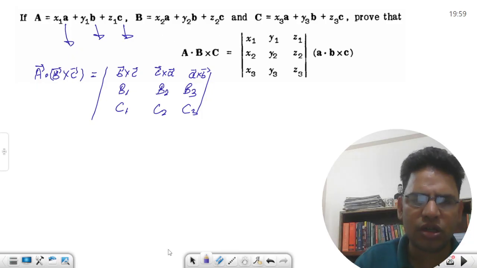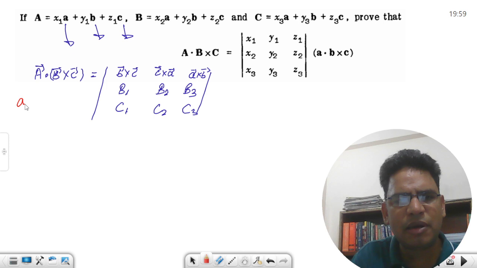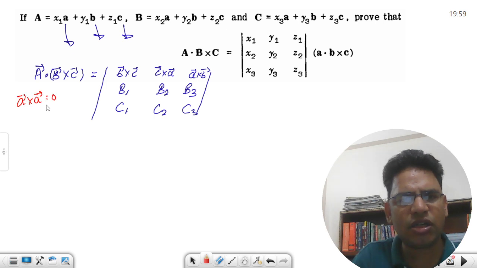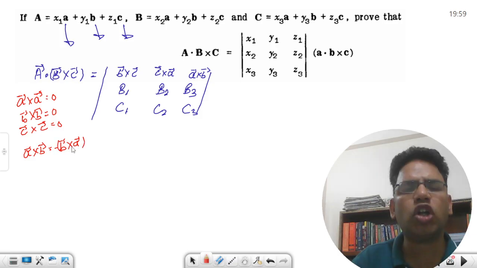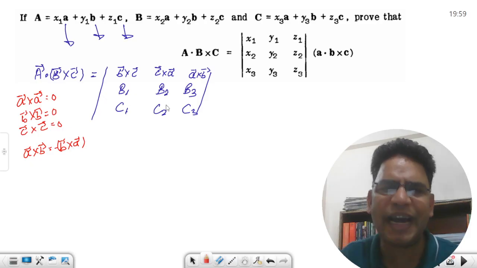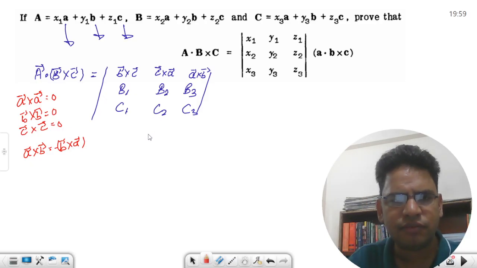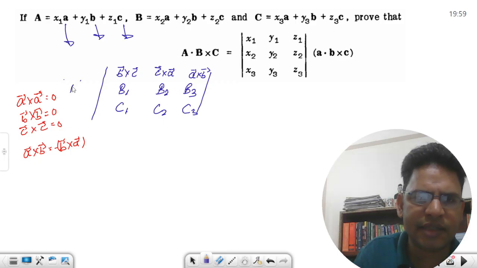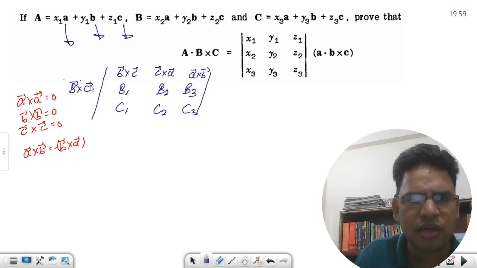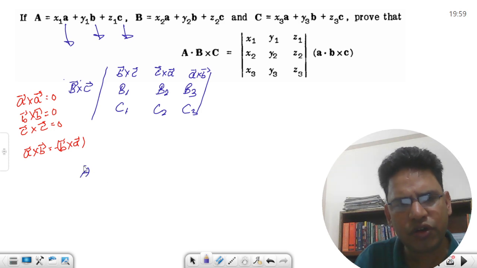This is how you can prove it. A cross a is going to be 0, whatever the same vector is, whatever basis, these are called basis vectors. A cross a is 0, b cross b is 0, c cross c is 0, and sometimes you have to use a cross b is the same as minus b cross a vector. They are not orthonormal vectors. They are not in the form of ijk, right? So this is the value of b cross c vector. Now when you solve it, you are going to get a dot b cross c vector.